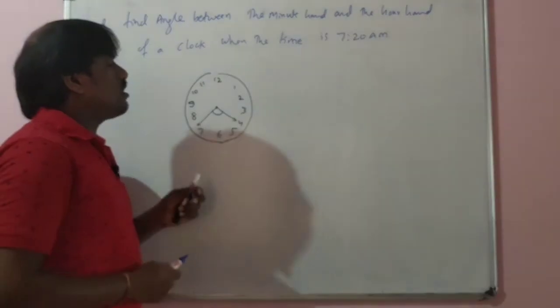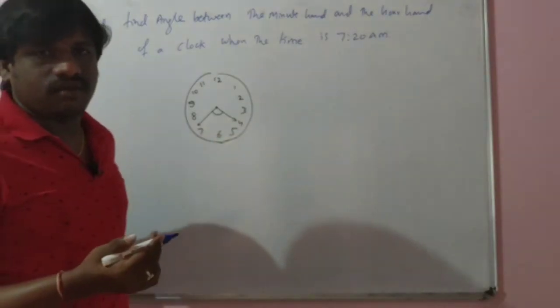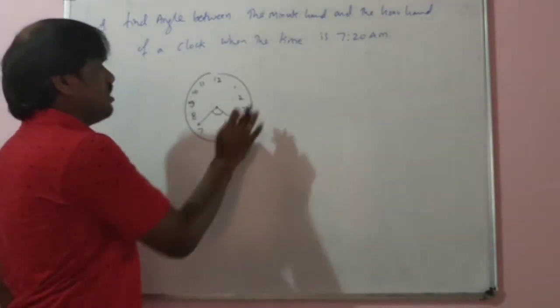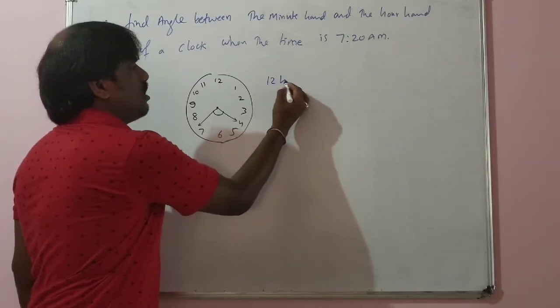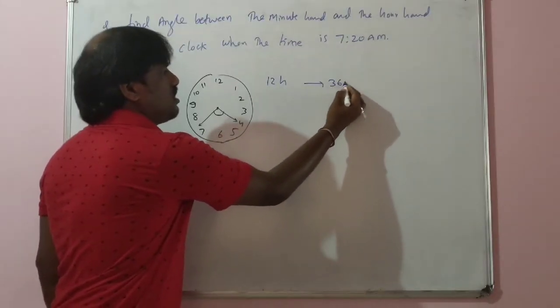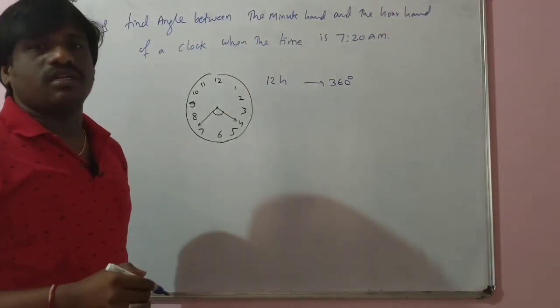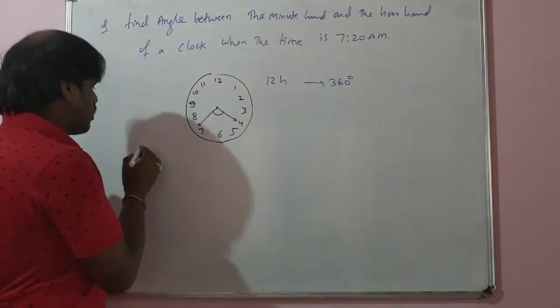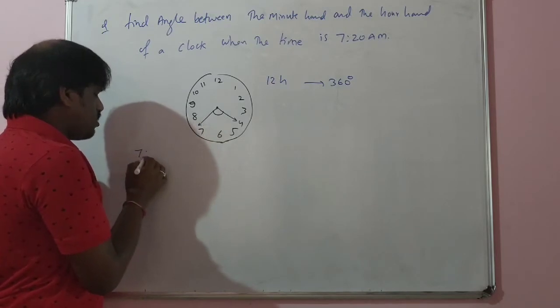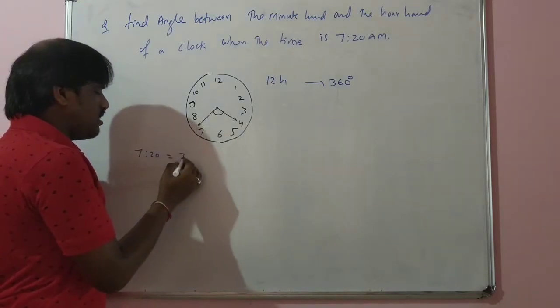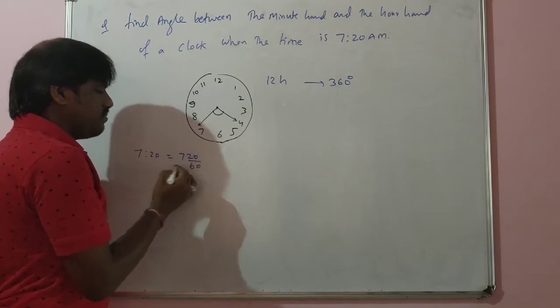Here you know that 12 hours is equal to 360 degrees. So 7 hours 20 minutes is how many degrees? 7 hours 20 minutes can be written as 7 and 20 by 60.